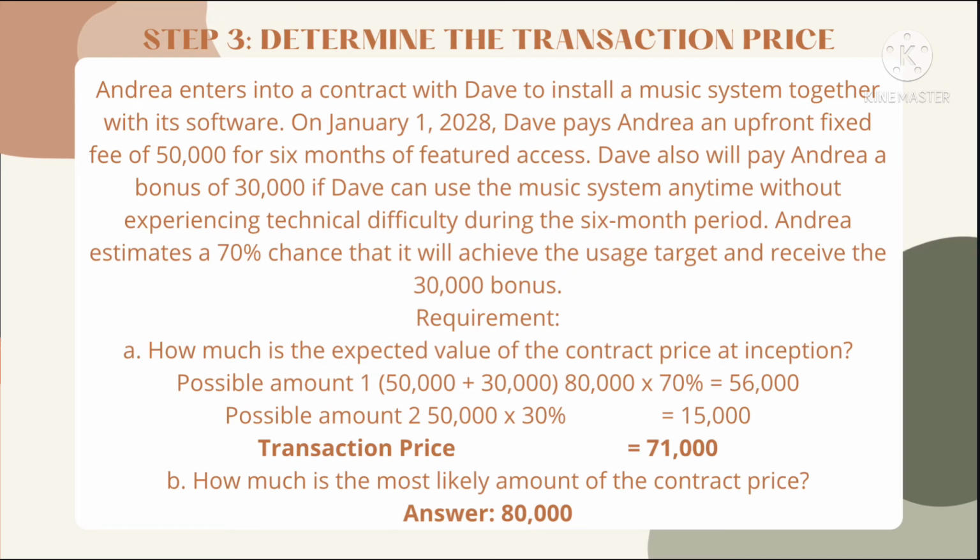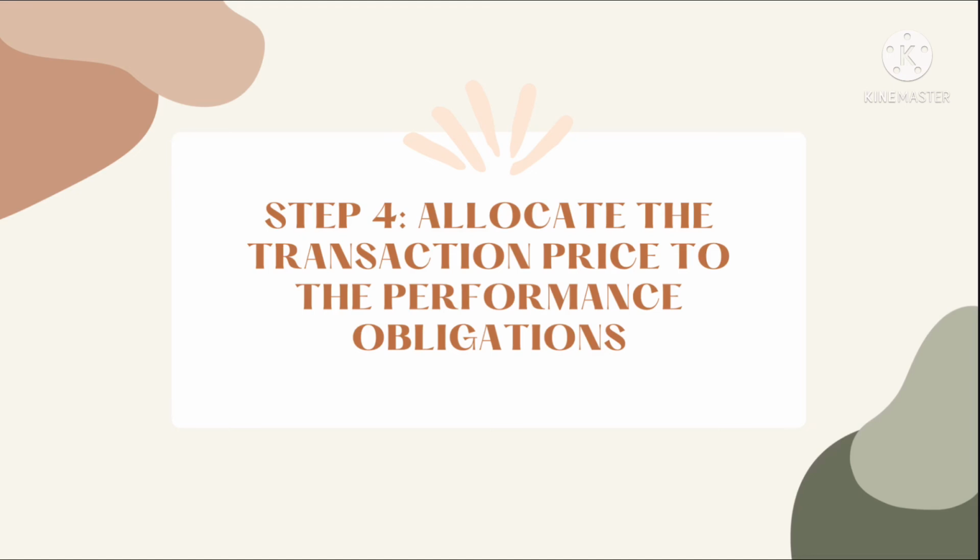So, the letter B naman, the most likely amount approach as transaction price will be equal to the possible amount which has the greatest chance of appearance. Yung may pinakamataas sa percentage, and obviously, that's 70%. Ibig sabihin, under the most likely amount approach, our transaction price now will be equal to 80,000. Hindi na siya i-multiply, wala nang ibang gagawin, kundi yung most likely amount ay 80,000 na mismo. Kaya yun yung sagot sa letter B. Step 4. Allocate the transaction price to the performance obligation.